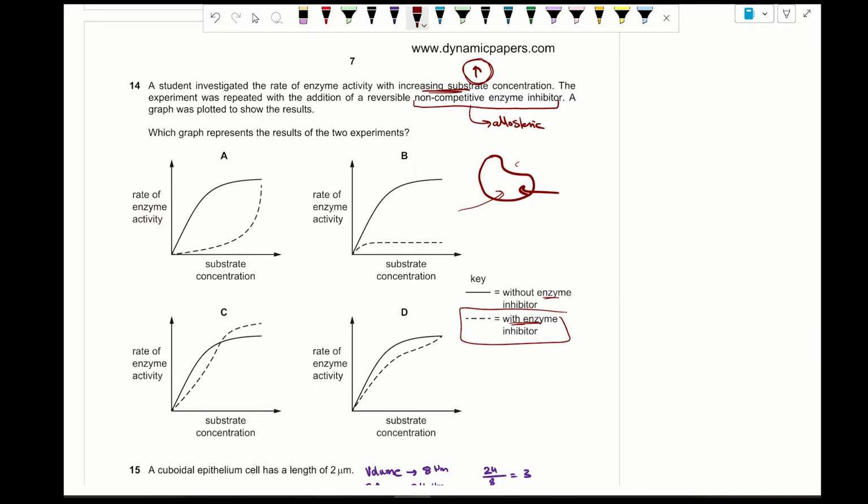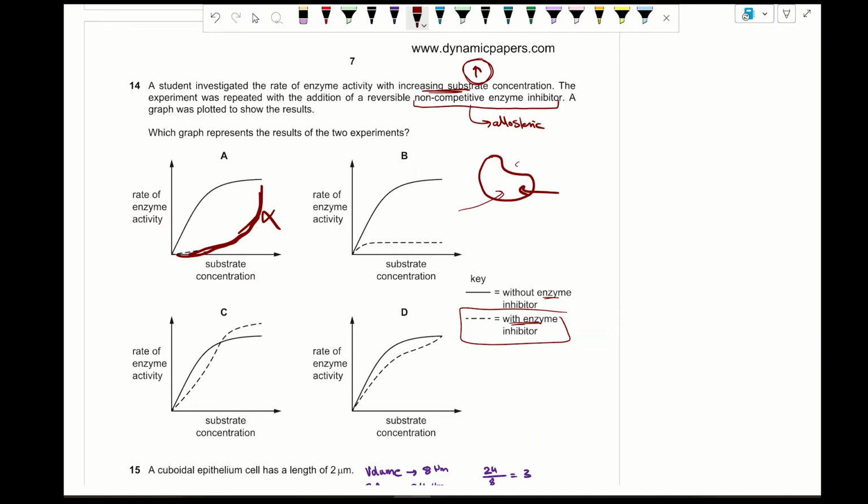Therefore, if we look at A, here we could see that the rate of reaction keeps increasing as you increase substrate concentration. Therefore, this is incorrect. This would be correct if it was a competitive enzyme inhibitor because this is reversible.